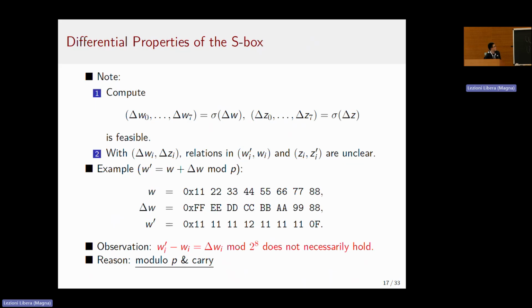Given the input difference delta W and the output difference delta Z, of course we can decompose them as 8 bytes. So we can get delta Wi and delta Zi. But with delta Wi and delta Zi, we do not really know the relations inside the input pair Wi', Wi, or the output pair Zi, Zi'. This is an example.